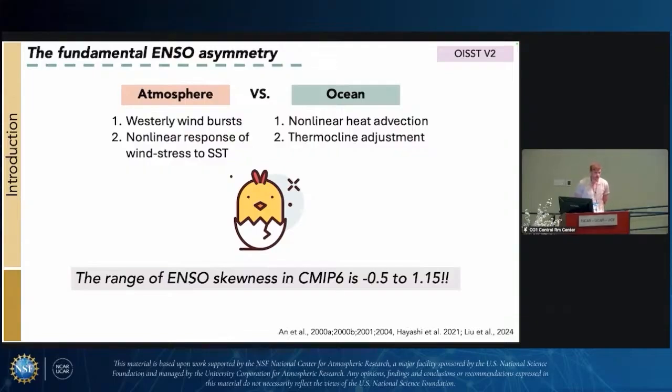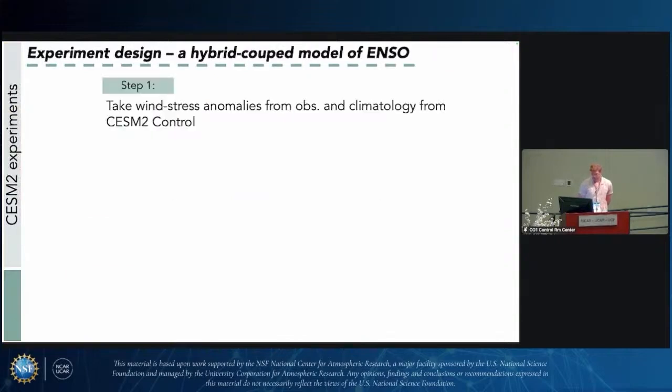And CSM2 in particular, for the 1,000-year PI control, has a negative skewness as well, minus 0.2. So this is not something that models are picking up well. I'm going to skip that one.